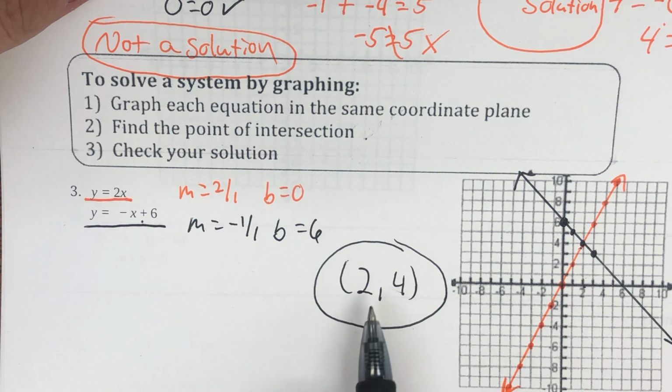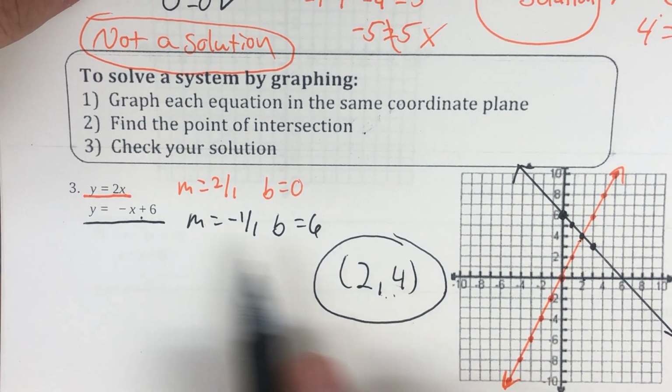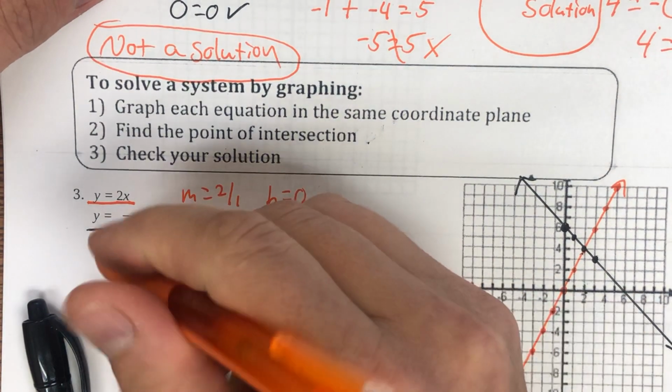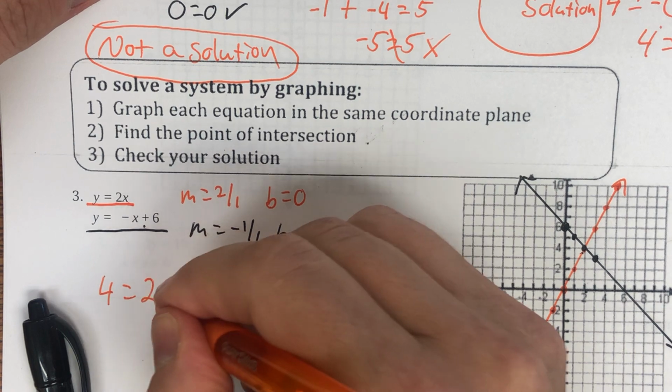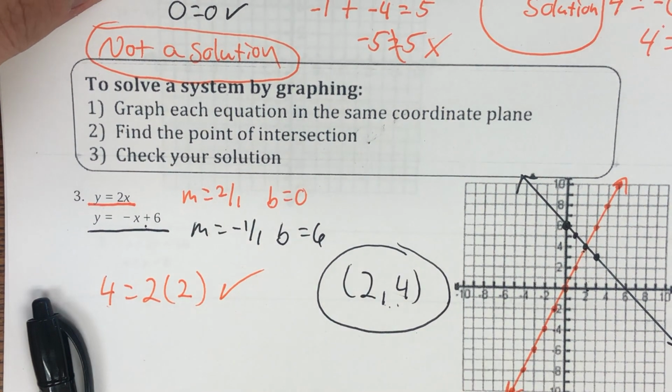Now, checking our work, we're going to see if it's true. I'm not going to do this every time, but I'm going to do it this once. So for the top equation, 4, that's in orange, equals 2 times x, which is 2. That is true. 4 equals 4.